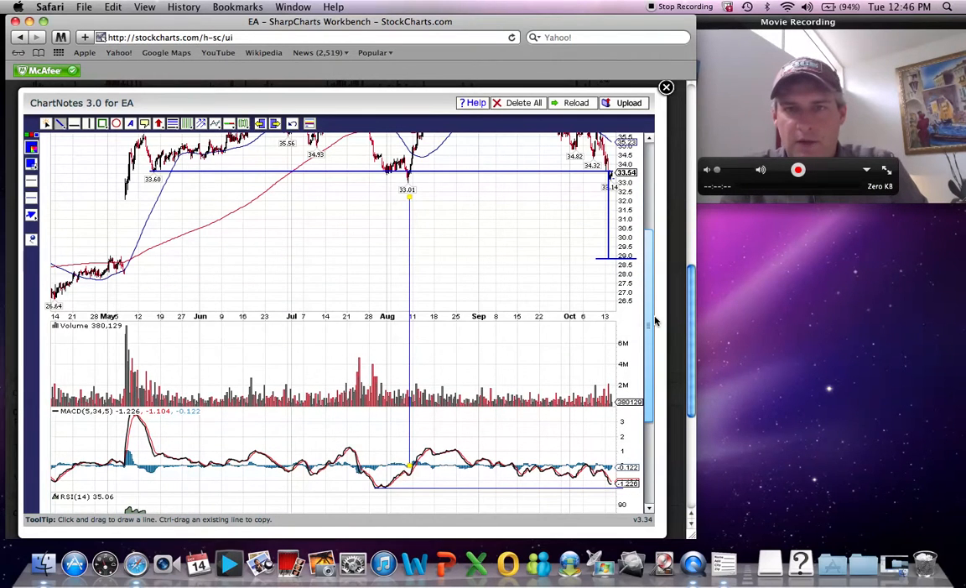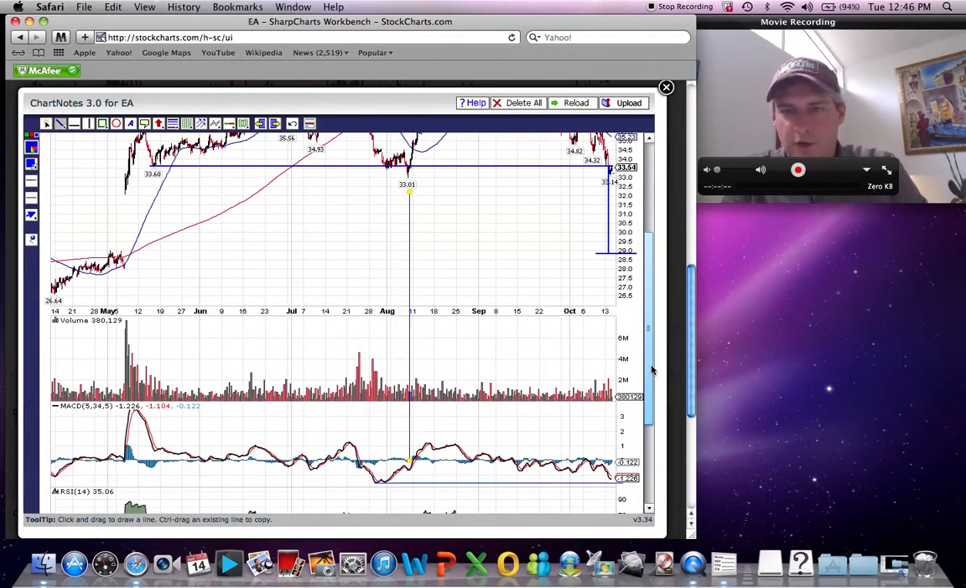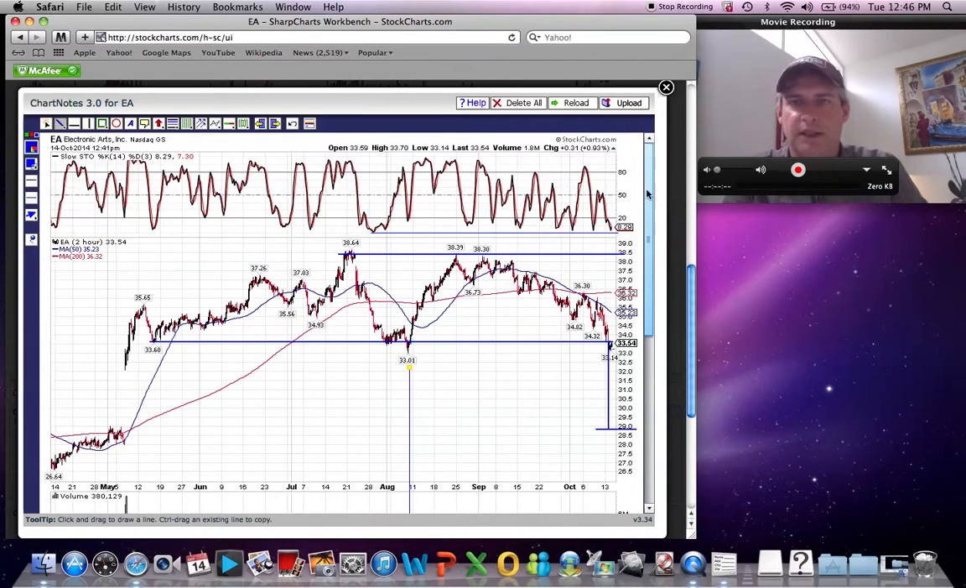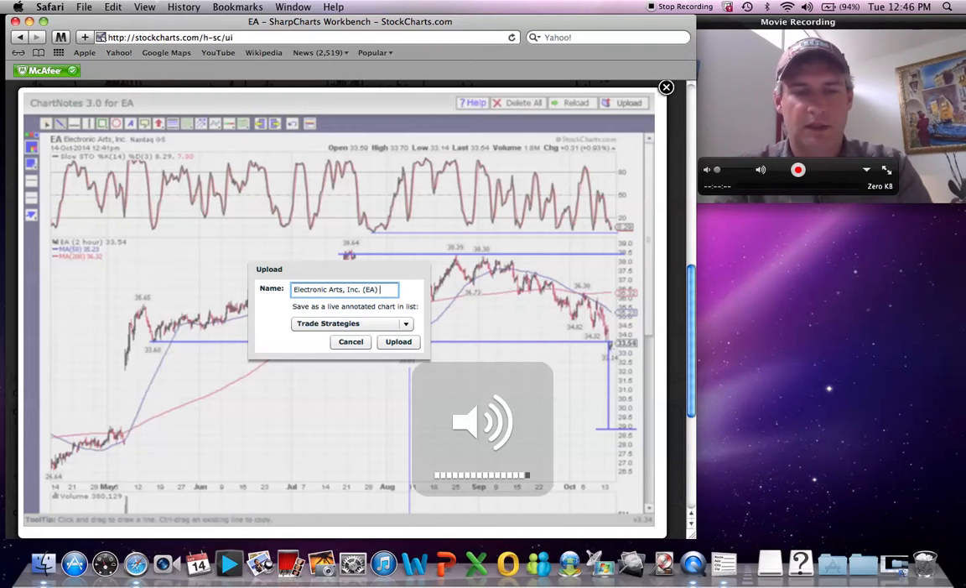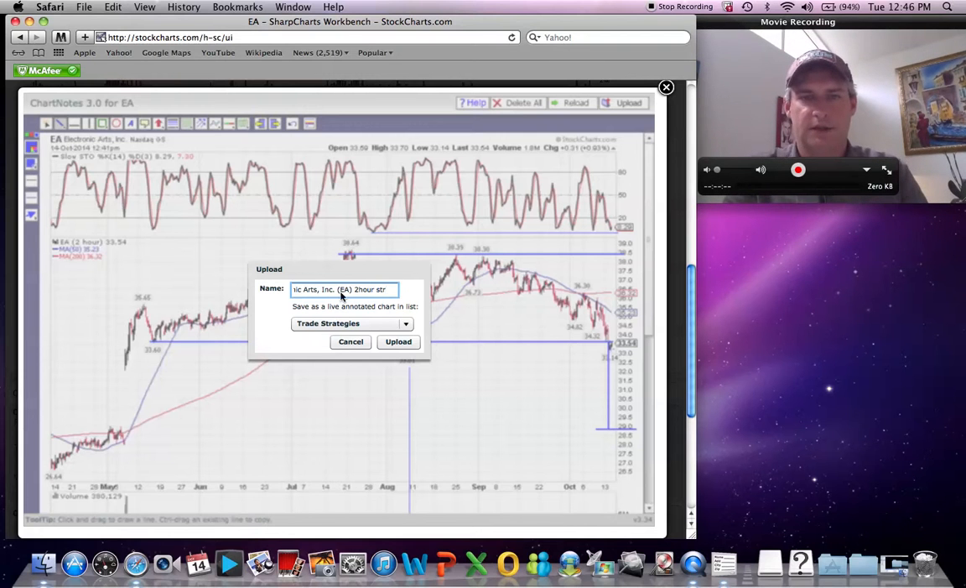Anyway, we have what looks like could be a break here. The momentum on the MACD seems to be slowing down a little bit, but I need to upload this chart now that I've got my basic where I want to go with it on there. I'm going to say this is 2 hour strategy.